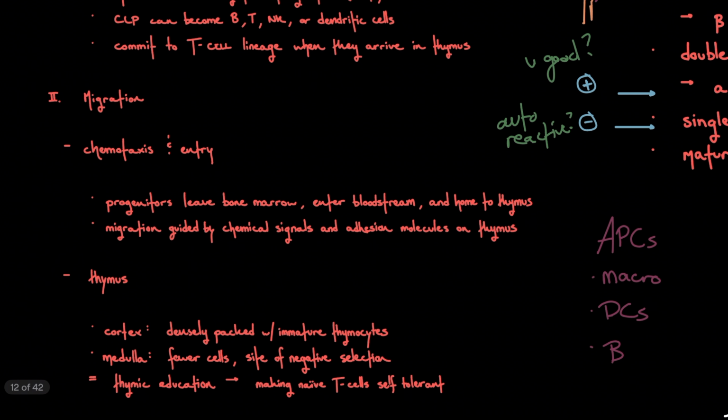So chemotaxis and entry: those progenitors leave the bone marrow, enter the blood, and home to the thymus. I really can't explain how they do that. I think it certainly is a chemotaxis, a following of chemical signals and gradients. But I'm sure if I were to explain it to you, it would sound like magic, because it sounds like magic to me. So all you need to know is that once they leave the bone marrow, they home to the thymus where they are educated properly.